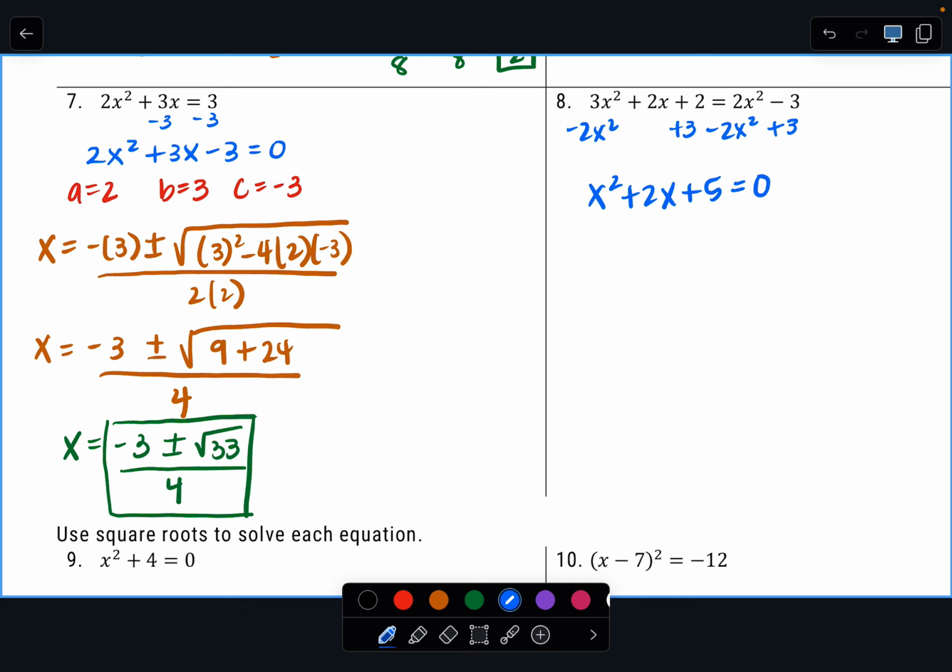So for this, do they all have something in common that I can simplify by? So we're going to pull that out as well. I'll go over it in a second.